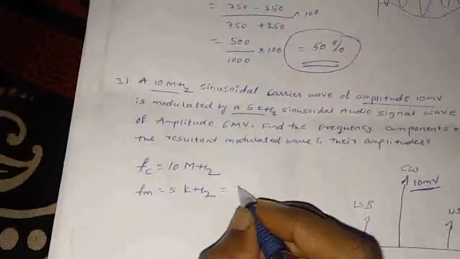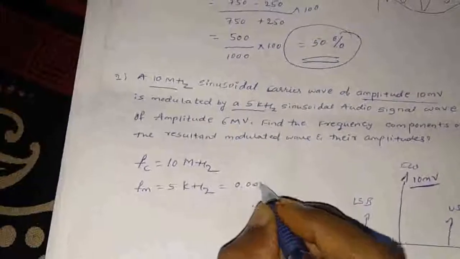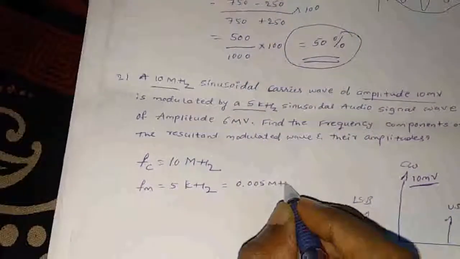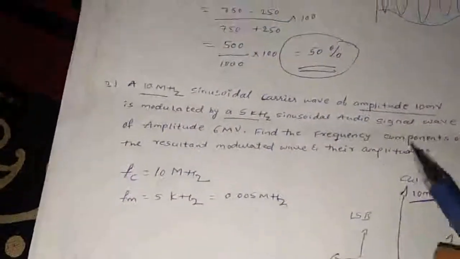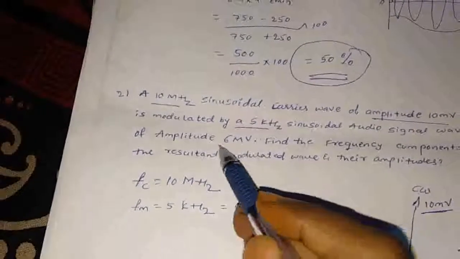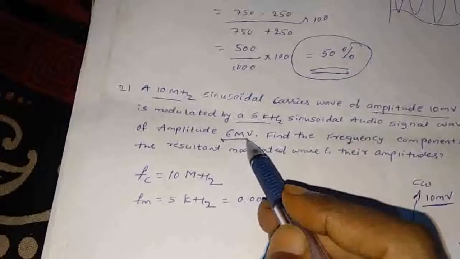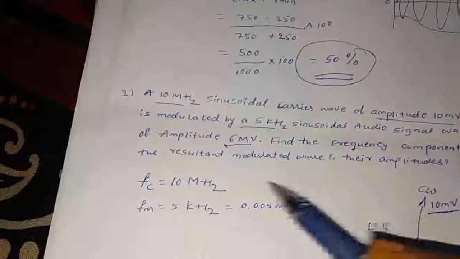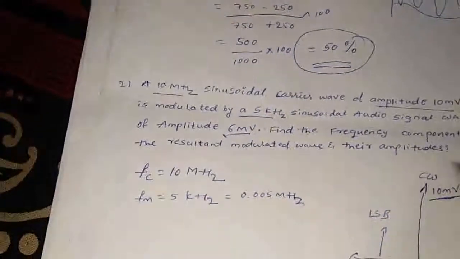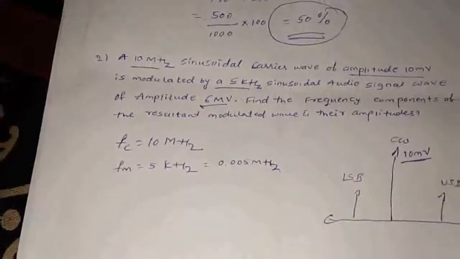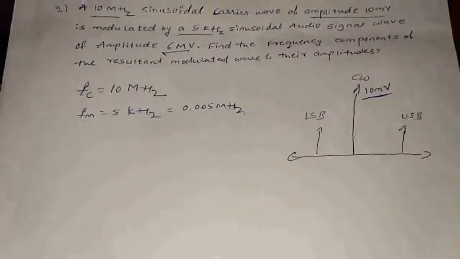So in megahertz, that is 0.005 megahertz. Then the wave of amplitude 6 millivolt. What is 6 millivolt in volts? Find the frequency components of the resultant modulated wave and their amplitudes. We have to find out the spectrum and amplitudes.